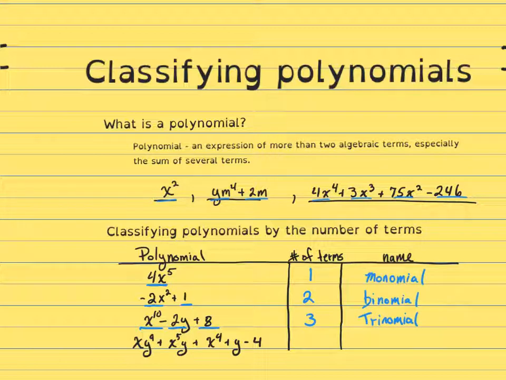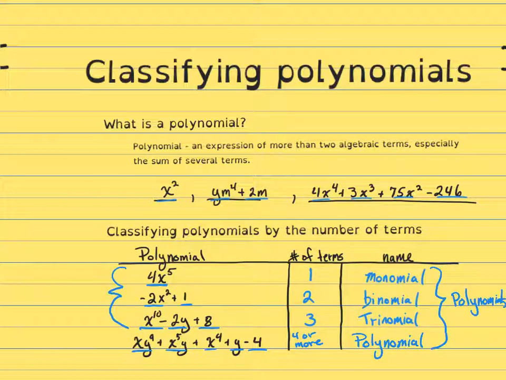And if there are four or more terms, so this one would have 1, 2, 3, 4, 5, four or more terms, we just call it a polynomial. Now, with that being said, it's important to realize that all of these are polynomials. But these three in particular get special names based on the number of terms that they have.